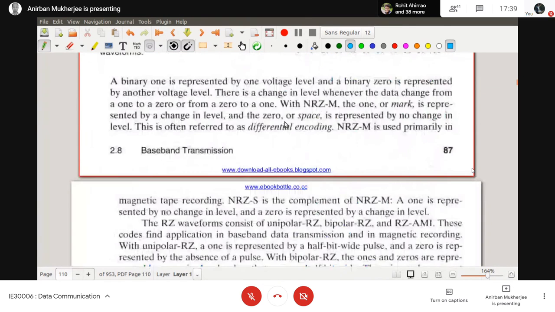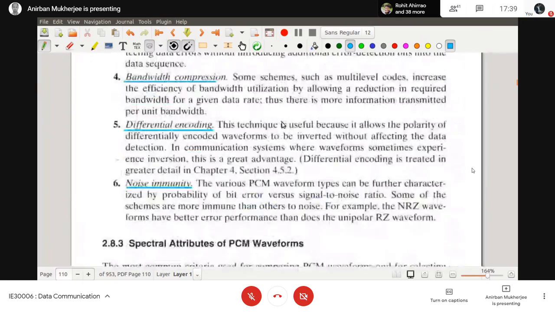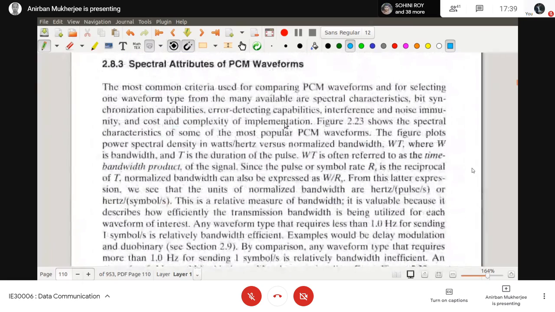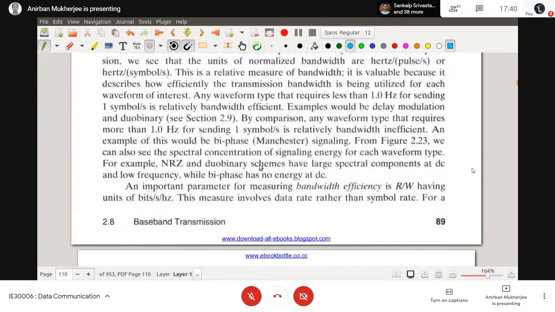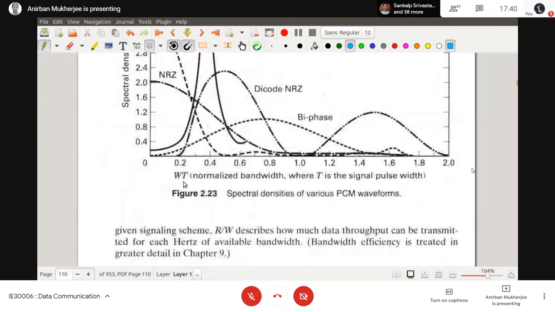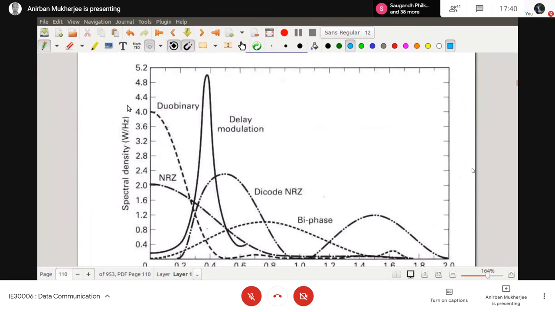So next, we will move to some spectral attributes. Spectral attributes means, first of all, we'll talk about the time bandwidth product. Time bandwidth product is the bandwidth times the duration of the pulse, that means W times T, also called the normalized bandwidth or time bandwidth product. And this is my spectral density. Spectral density is generally defined in watt per hertz. So generally, spectral density means power spectral density, PSD.